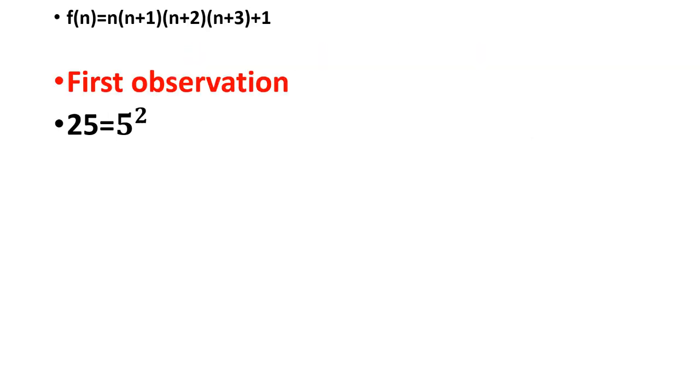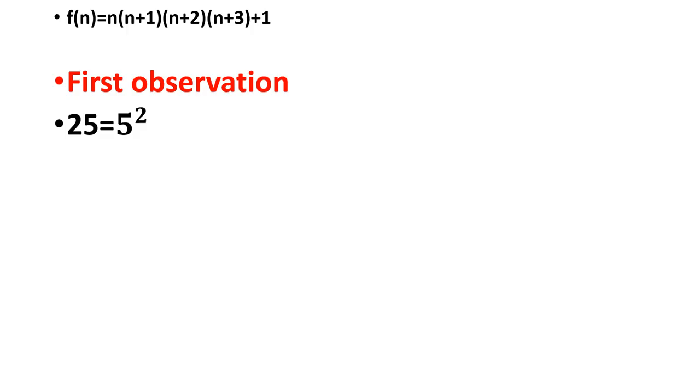The problem we have is: f(n) is equal to n times (n plus 1) times (n plus 2) times (n plus 3), plus 1, and we want to see if it is divisible by 25 or not. Like I said, when I first looked at that, I said, how in the world am I going to relate this to 25? I don't know what n is.